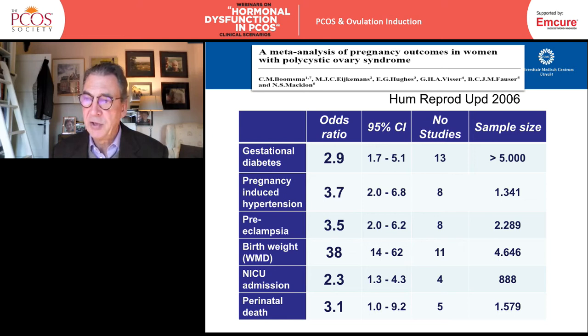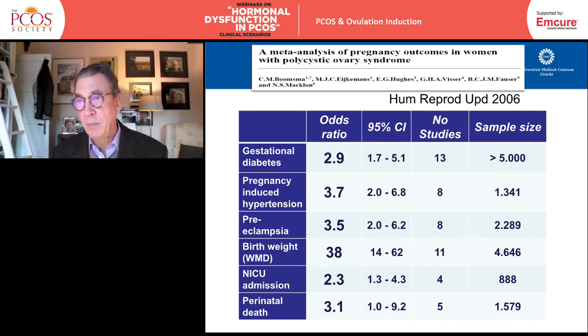We believed initially that singleton pregnancies in PCOS would be normal. And we performed at the time a meta-analysis looking at pregnancy outcomes in singleton pregnancies in PCOS. Published, as you can see, Caroline Boomsma is first author, Human Reproduction Update 2006. And to our surprise, we could show that even in singleton pregnancies, complication rates are significantly higher. Gestational diabetes, odds ratio 3-fold, pregnancy-induced hypertension, preeclampsia, birth weight changes, intensive care admission, even perinatal death.